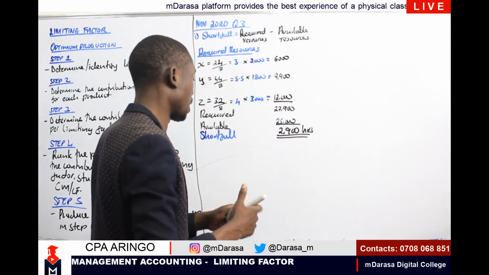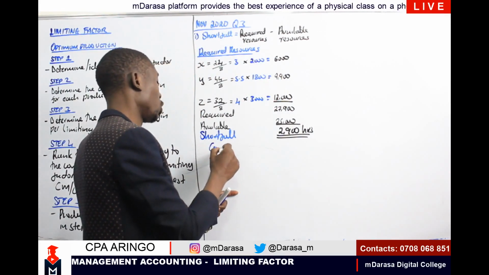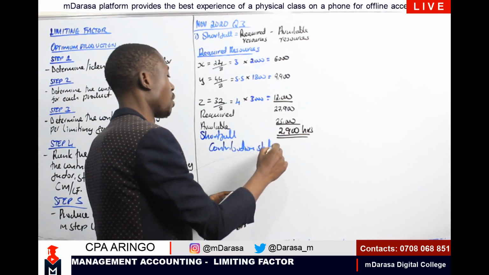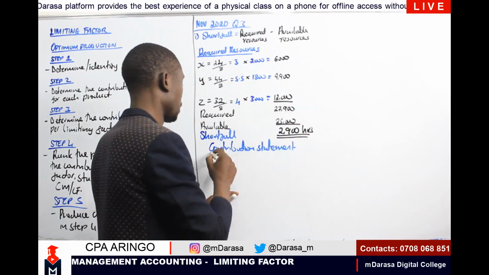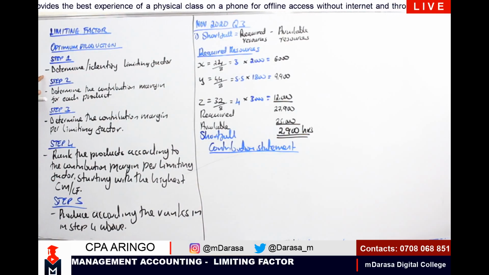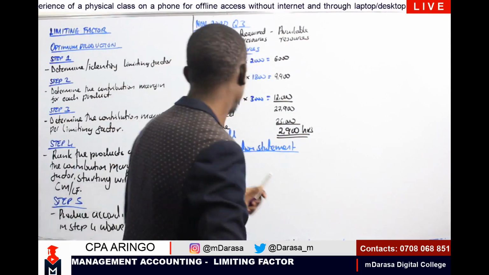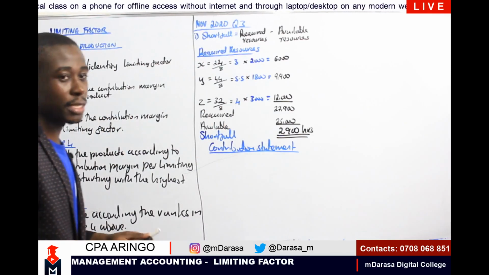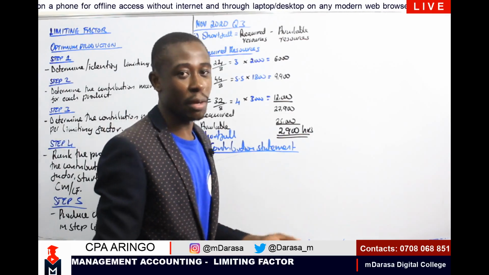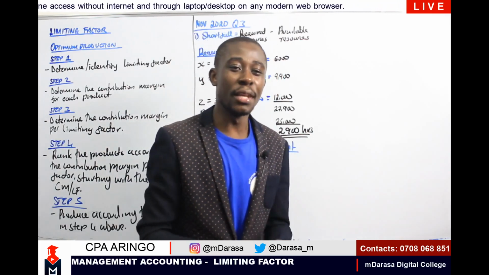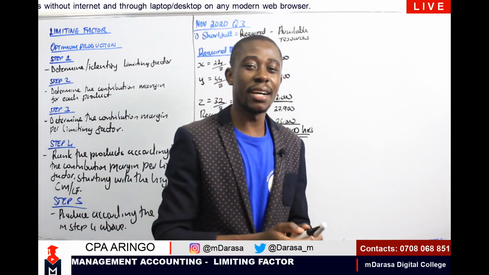So it's upon us to prepare our contribution statement, where we already have our limiting factor. Step number 2: determine the contribution margin for each product. And you know very well, to determine our contribution margin, we normally talk of selling price per unit minus variable cost per unit.